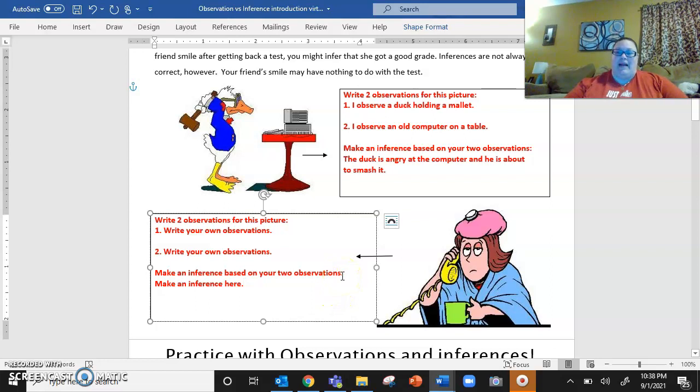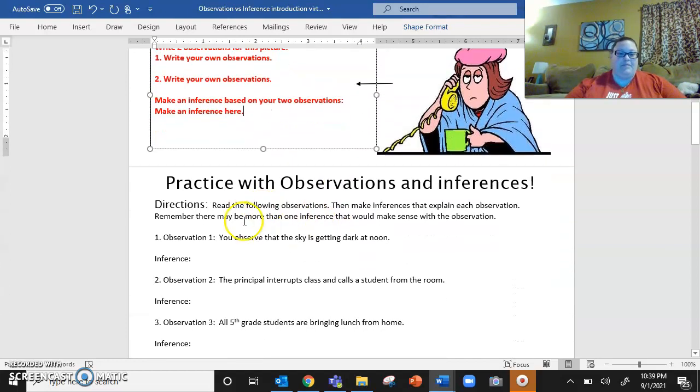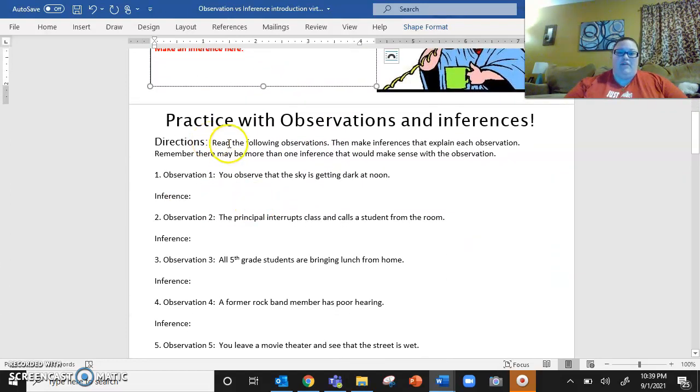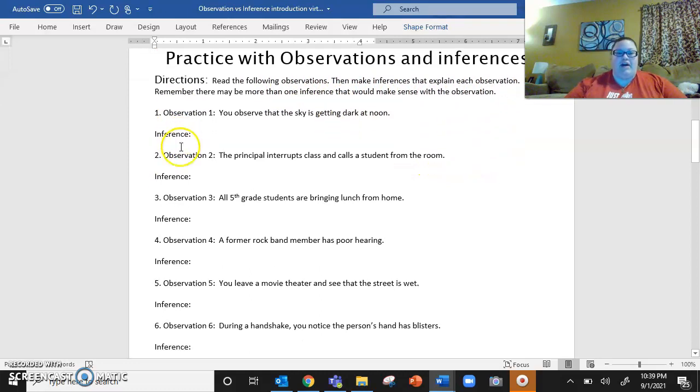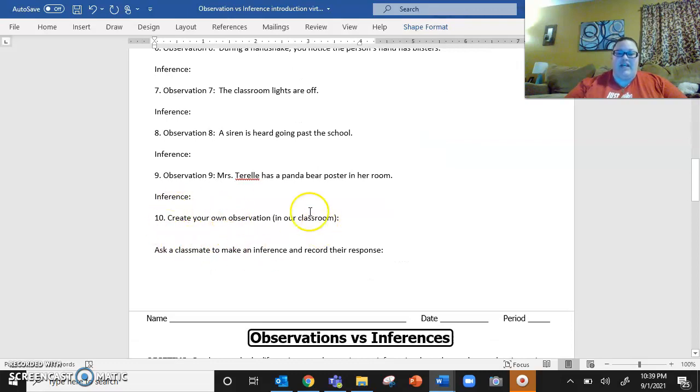So now that you have practiced, you have the background information, we are going to move on to the homework part of this. Follow along with me as I read. Read the following observations. Then make inferences that explain each observation. Remember, there may be more than one inference that would make sense with the observation. So you have 9 different observations, and then for number 10, you get to create your own.